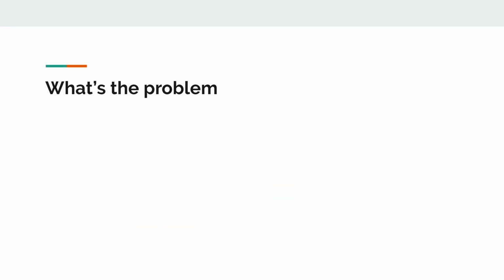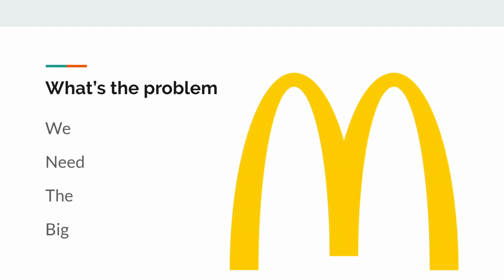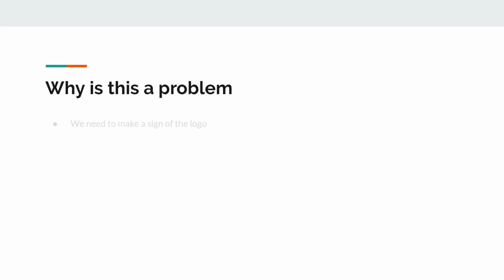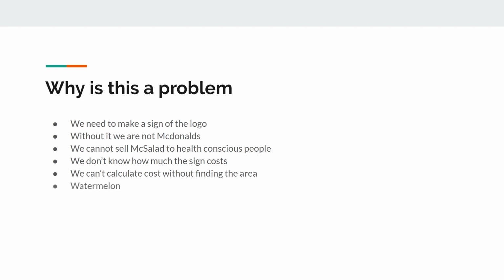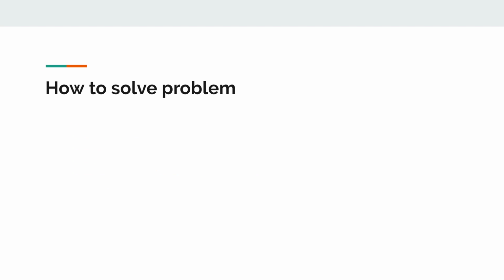What's the problem? We need the big M. But also, I've always had a childhood wonder of how much it would cost to put a McDonald's sign in front of my house. Why is this a problem? We need to make a sign of the logo. Without it, we are not McDonald's. We cannot sell McSalad to health conscious people. We don't know how much the sign costs. We can't calculate the cost without finding the area. How to solve the problem?